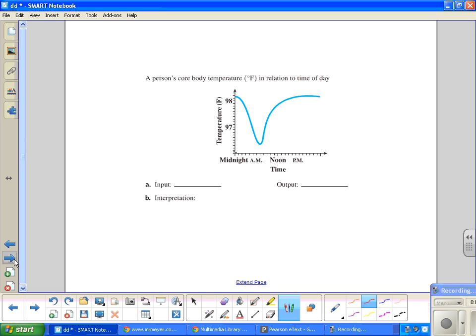Okay, so here we have a graph that we could interpret. I just want to practice being able to identify what the input variables and what the output variables are. Remember that anything that's labeled on the x-axis is what we are going to say is the input variable, and anything that is written on the y-axis would be called the temperature, which is the output variable.